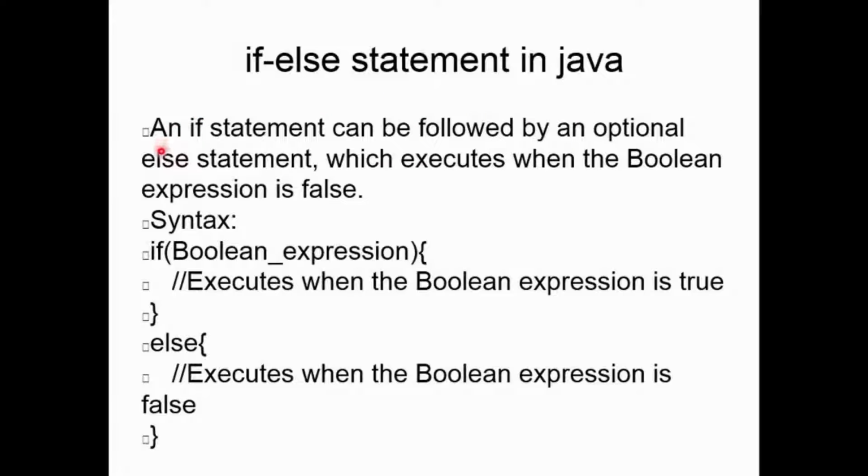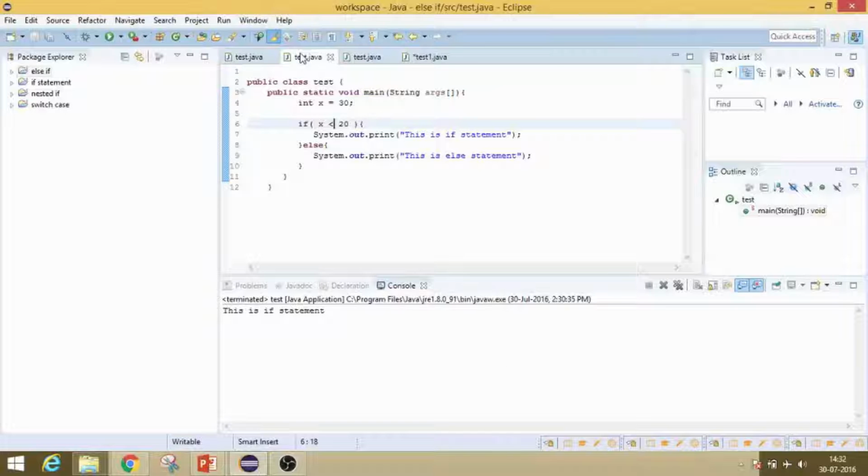First comes the if statement, then the Boolean expression which has to be evaluated, then the statement which is to be executed if the condition is true, then comes the else statement which will be executed when that expression turns out to be false. Now let's take a look at the example for the if else statement.